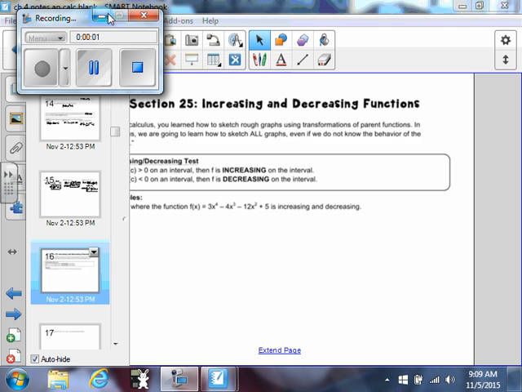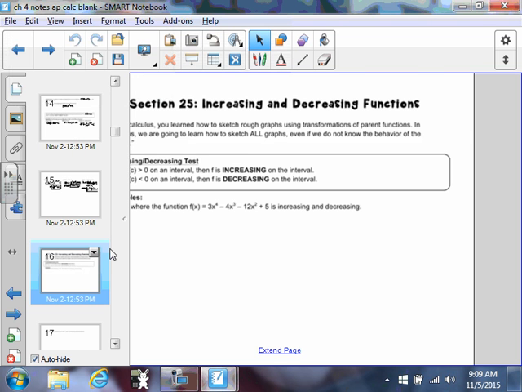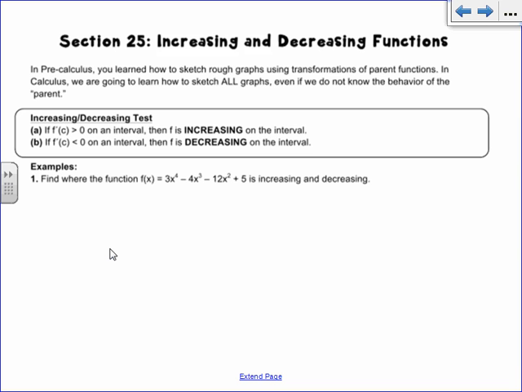25 is on increasing and decreasing functions. So it says in pre-calc, you learn how to sketch rough graphs using transformations of parent functions. So in calculus, we're actually going to learn how to sketch everything. We're going to know any graph that we're given, how to sketch it, what it looks like, even if we don't know the end behavior of a parent function.